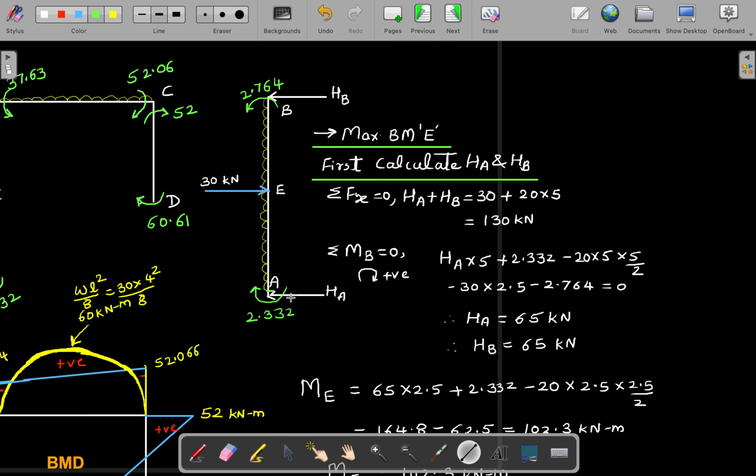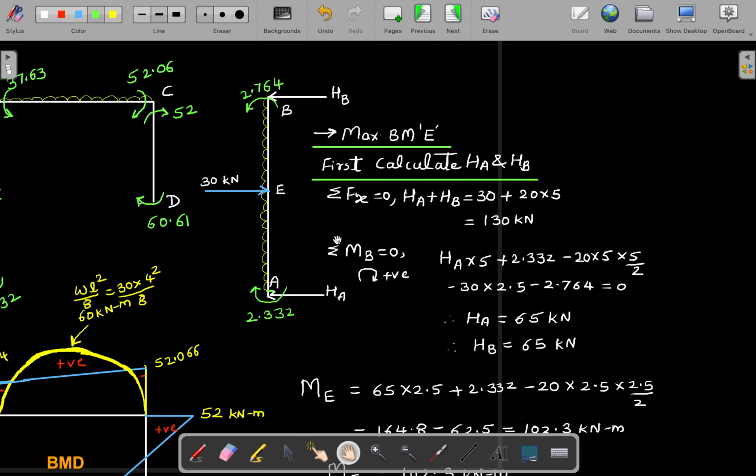HA into 5 plus this moment will come, and the whole UDL will come, 20 into 5 into 5 by 2. This is clockwise direction, but this is anti-clockwise. This is also anti-clockwise. That's why here it is negative values. And even this moment is anti-clockwise, so negative value. With this you get HA and HB, 65 kilonewton.